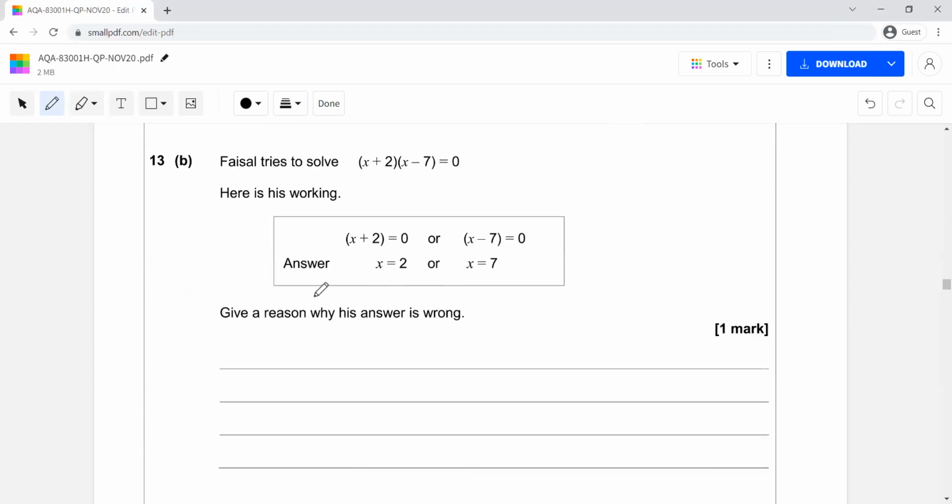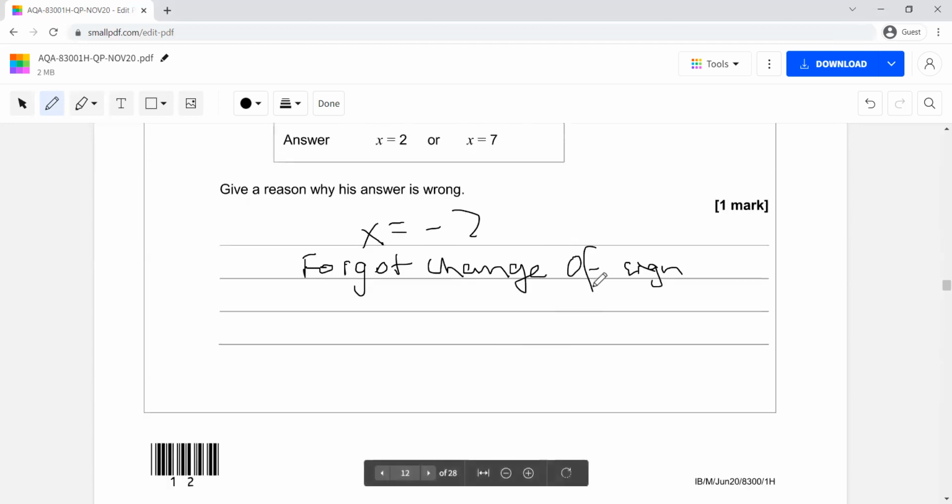Faisal tries to solve x plus 2 times x minus 7 is 0. His working is shown. Give a reason why his answer is wrong. Well, we know the answer is x equals minus 2. So we can say he forgot to change the sign. So, forgot change of sign. And that is how you do it. I don't think it's enough just to give the right answer.